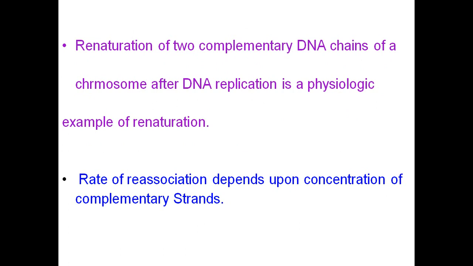So renaturation of two complementary DNA chains of a chromosome after DNA replication is a physiologic example of renaturation. So during the process of replication, what happens? The double stranded DNA gets separated, unwound into single strands, and the replication process takes place. So once the replication is over, newly synthesized DNA strands also form a double helical structure, a new double helical DNA strand, and the unwound double stranded DNAs again associate and form double strand DNA. This is a natural renaturation process taking place at physiological conditions inside the cells.